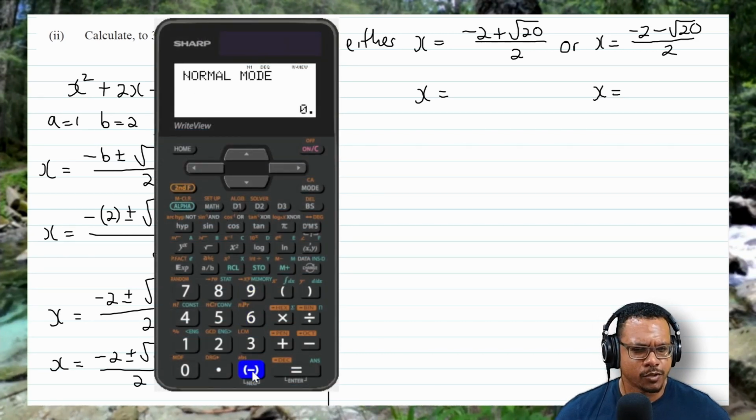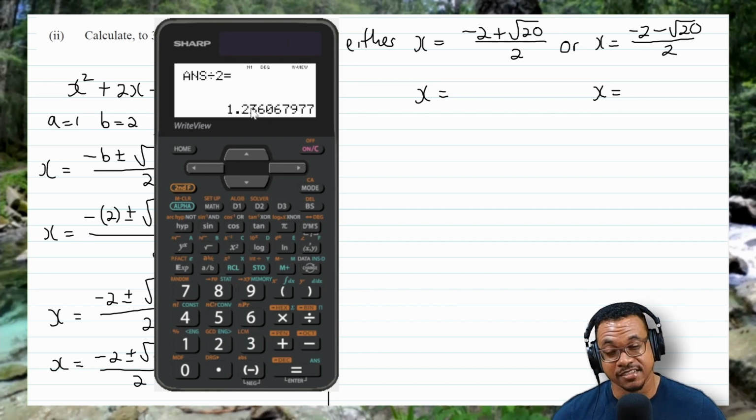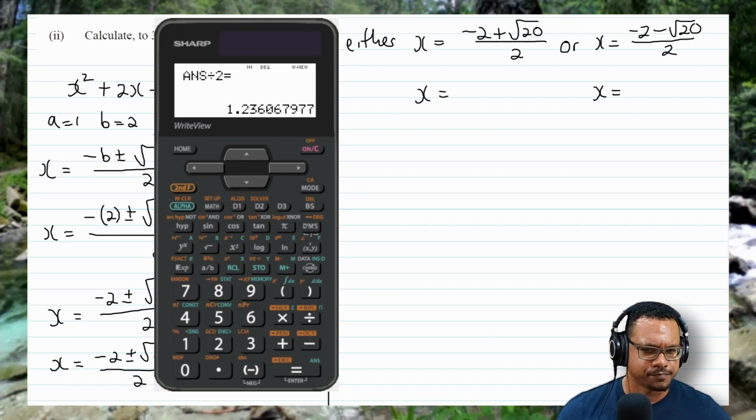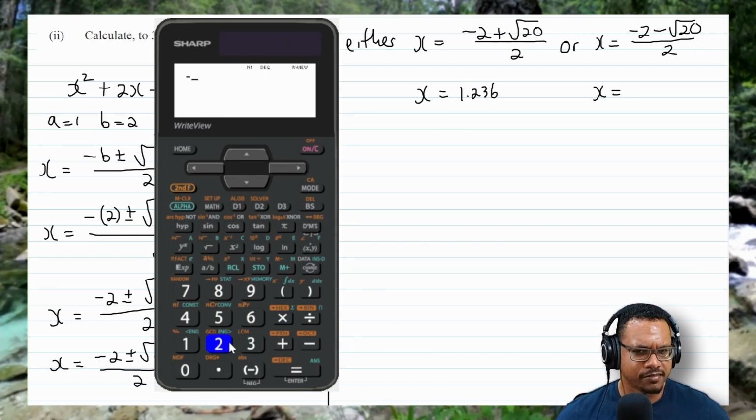All right, so looking at the first one, we have negative 2 plus the square root of 20. We can just press the equal sign, get the answer, and then divide it by 2. And let's convert that to decimal. So that'll be 1.236. Writing this to 3 decimal places, the 6 is the 3rd decimal place. After that is a 0. Therefore, the 6 remains the same. So the answer will be 1.236.